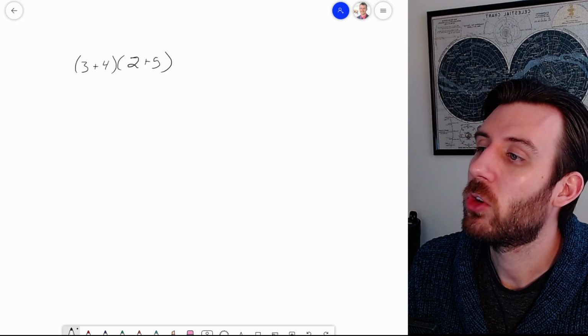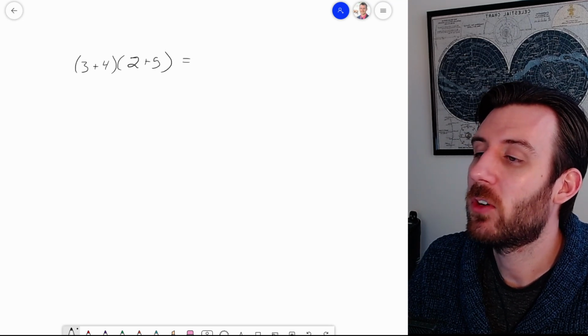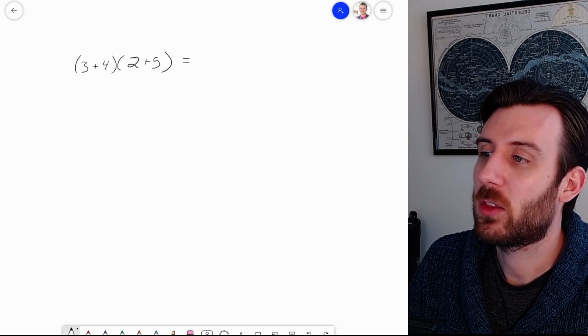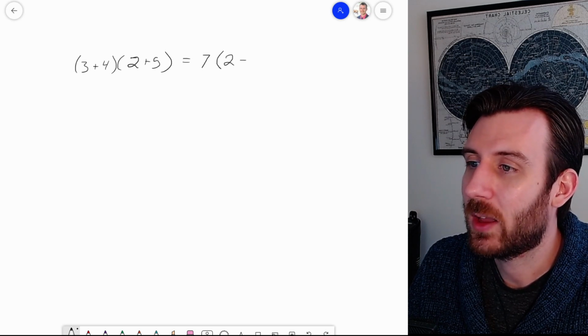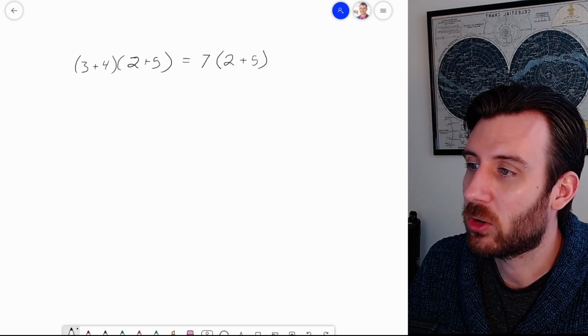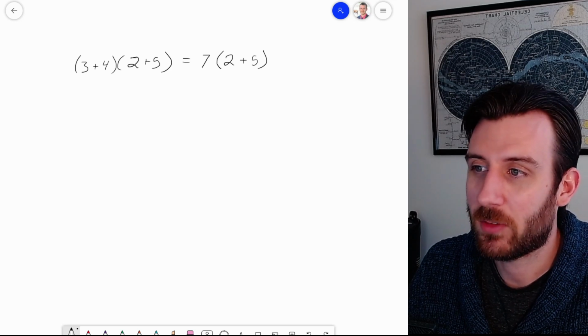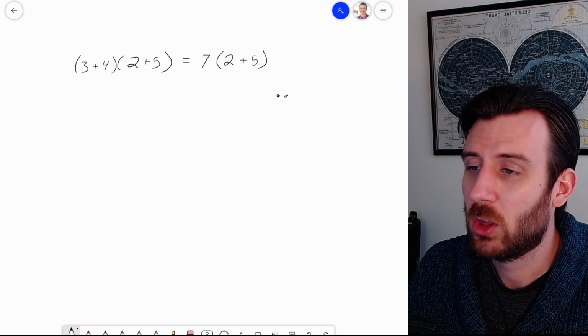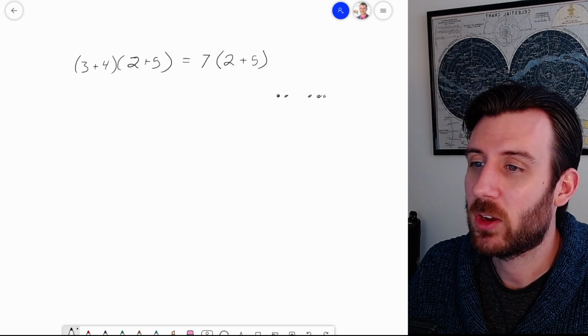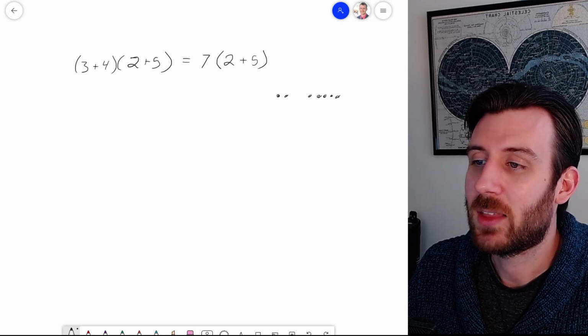Well, if we wanted to look at this more simply, we could first say that I want to simplify the first set of parentheses, and I'll make that 7 of these 2 and 5s. Do we all see how we took the 3 plus 4 and turned it into 7? So that means I have 7 groups of 2 and 5. So here's my 2, here's 5 more objects, and I'm going to repeat that 5 times.